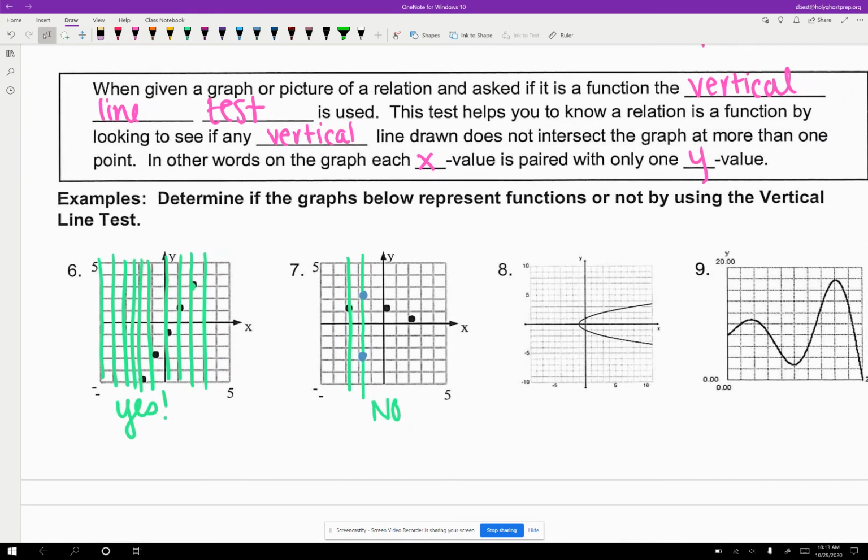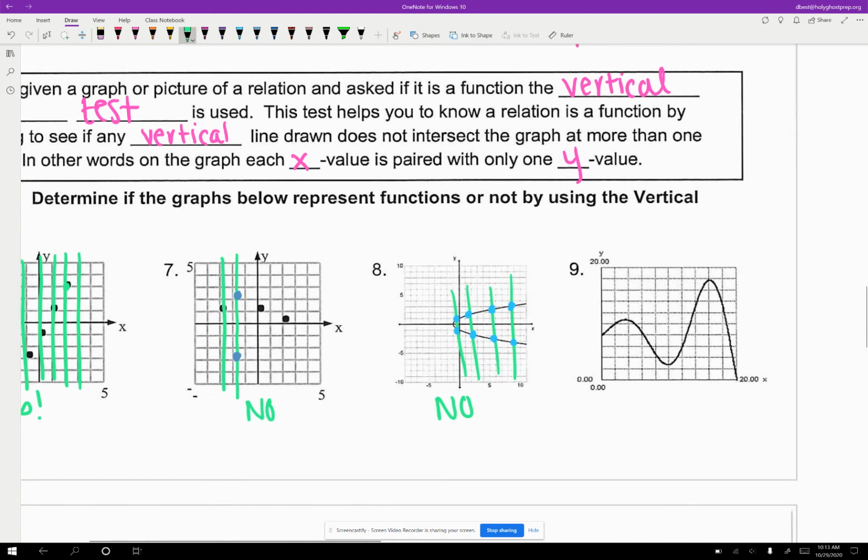So for number 8, if you draw a vertical line anywhere you want, okay, look, I'm crossing through my graph at multiple points on each of these vertical lines. So number 8 is, again, not a function. And one more, number 9, draw a vertical line all over your graph. You're only ever intersecting with that squiggle once on every line. So yes, it is a function.